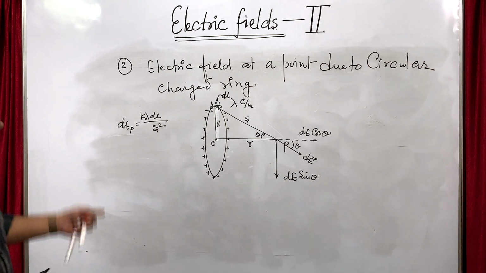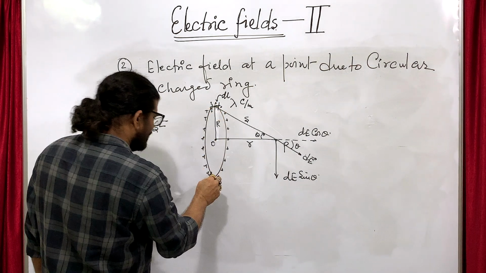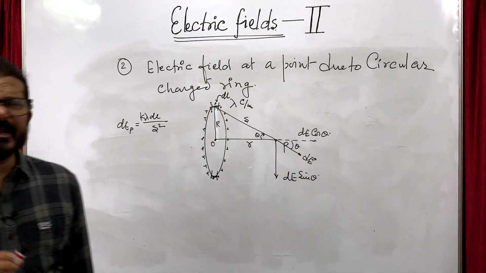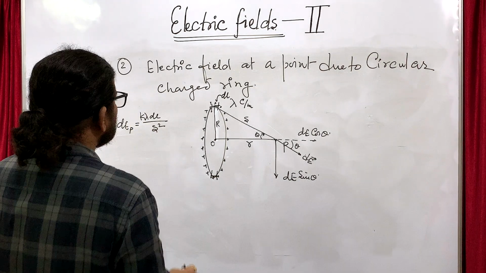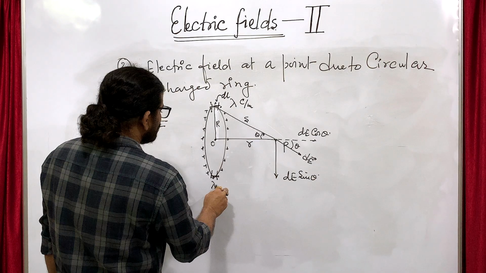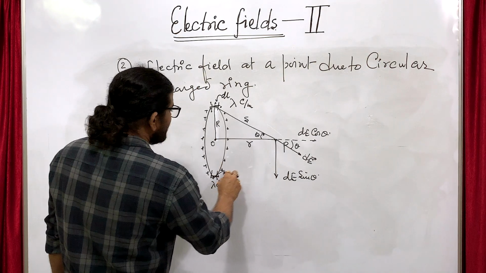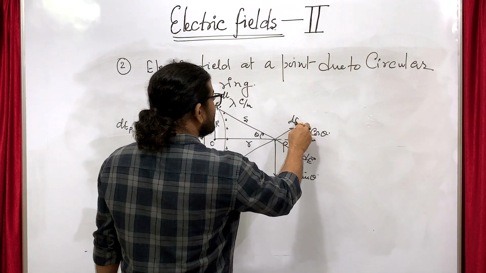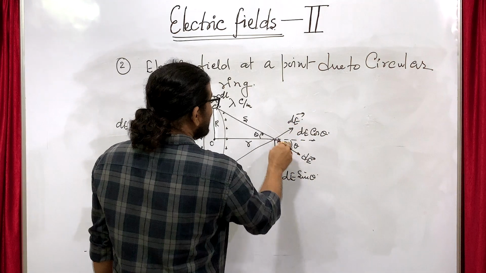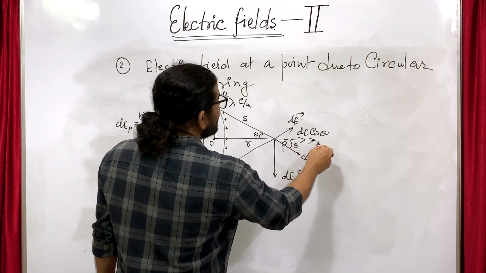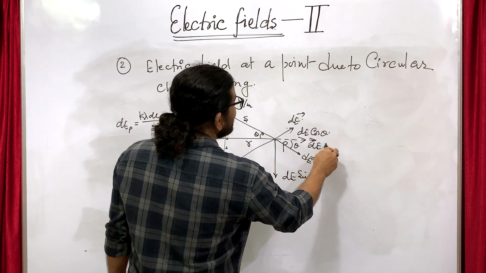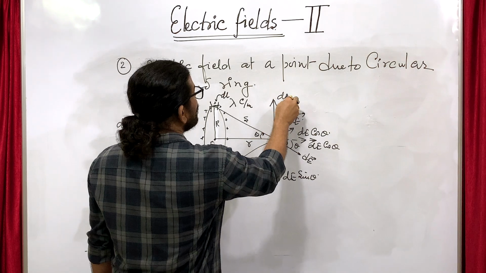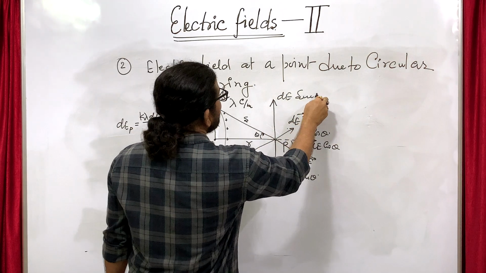Now, for the sake of mathematical simplicity, here we are taking a similar element at the diametrically opposite end. Here also this will be lambda into dL, and as a second step, we will join this. So due to symmetry, this also will be dE, and if you take its component, this will also be dE cosine of angle theta, and this component will be equal to dE sine of angle theta.